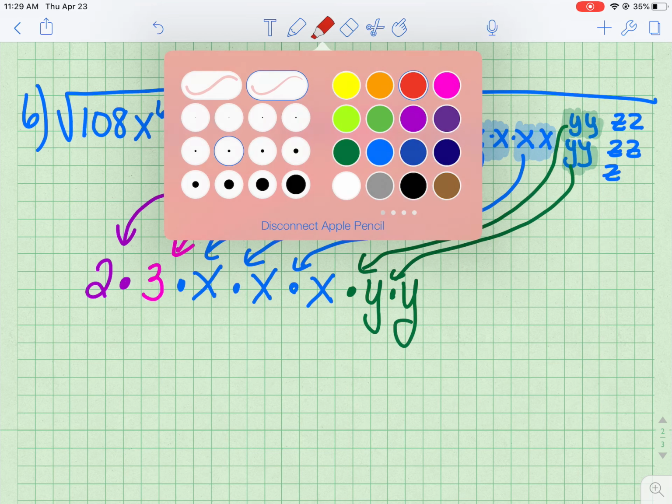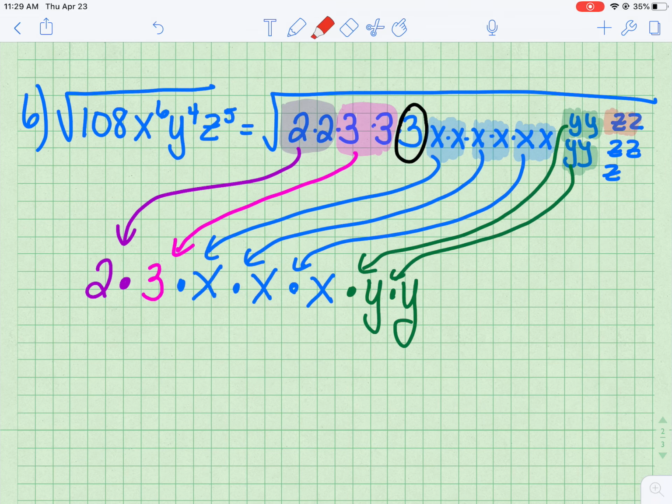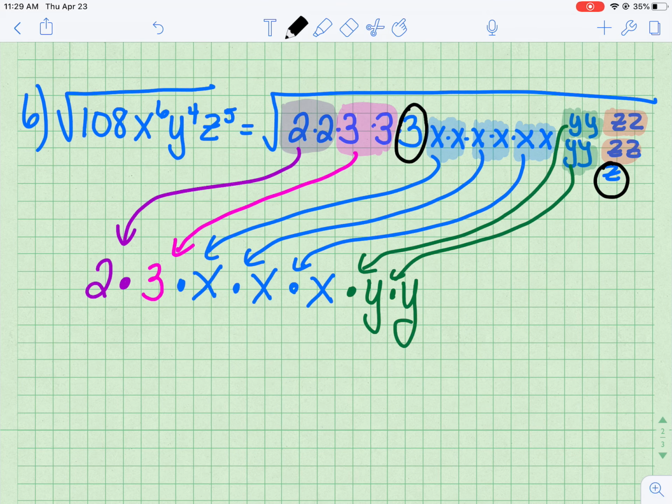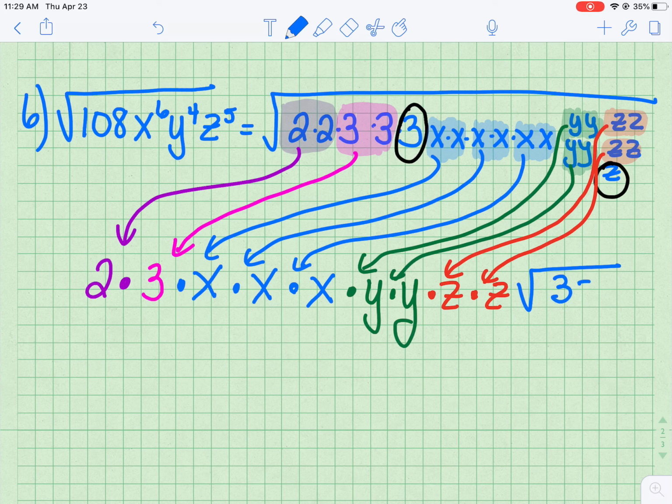Oh, I need a different color. Let's do red. Okay, so I have a set of z's and another set of z's, and then I have a z left behind. So I'm going to circle that z left behind, and I'm going to bring out the 2 sets of z's. And again, like I said, there is a shorter way to do this, but this works perfectly fine. I'll get you the answer. So left behind in the radical prison is 3z.